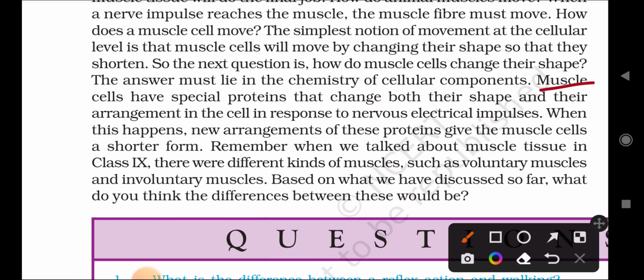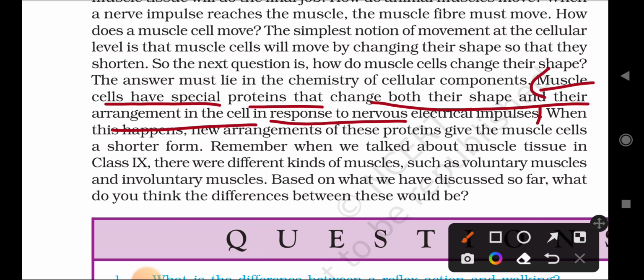Muscle cells have special proteins that change both their shape and their arrangement in the cell in response to the nervous electrical impulse. How muscle cells change their shape means, you can write from this point to this point. So this is the answer for your question.